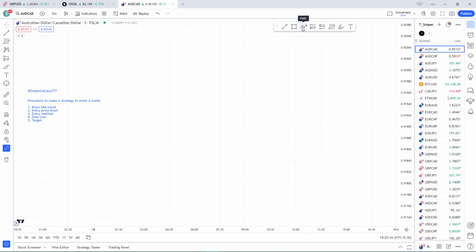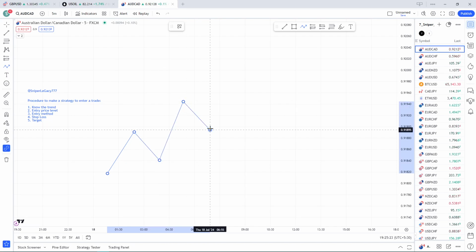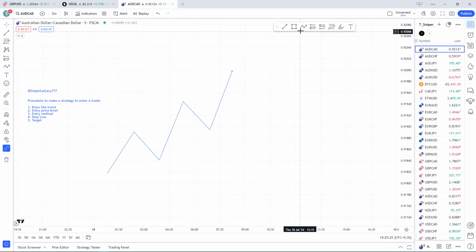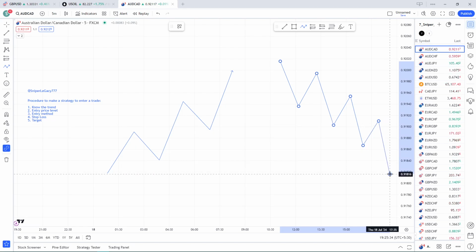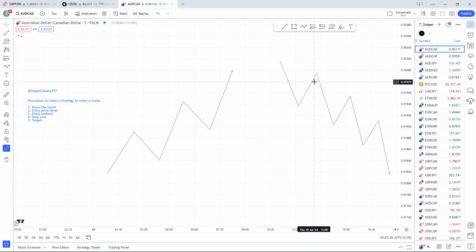So what is a bull trend? A bull trend is when the market is making a series of higher highs and higher lows, like this. And what is a bear trend? When the market is making a series of lower highs and lower lows. So this is the bear trend. In a bull market the price keeps on increasing, and in a bear market the price keeps on falling.